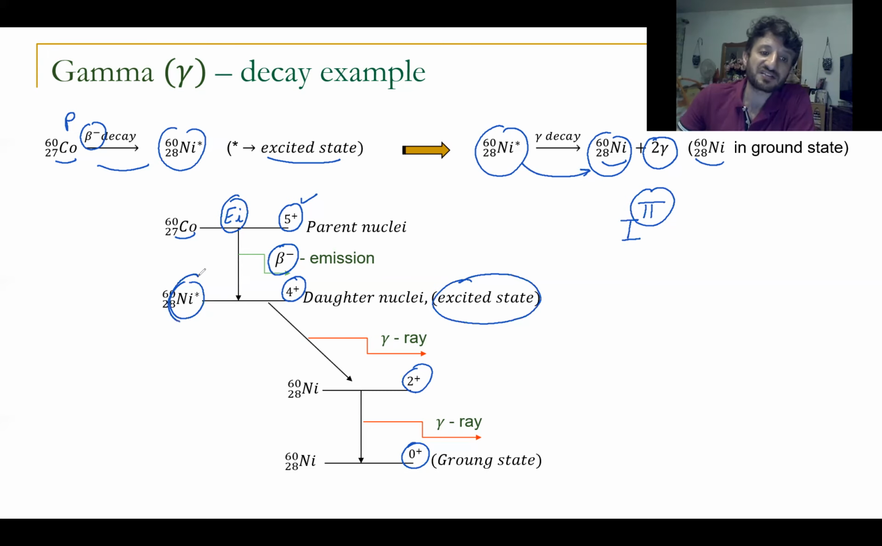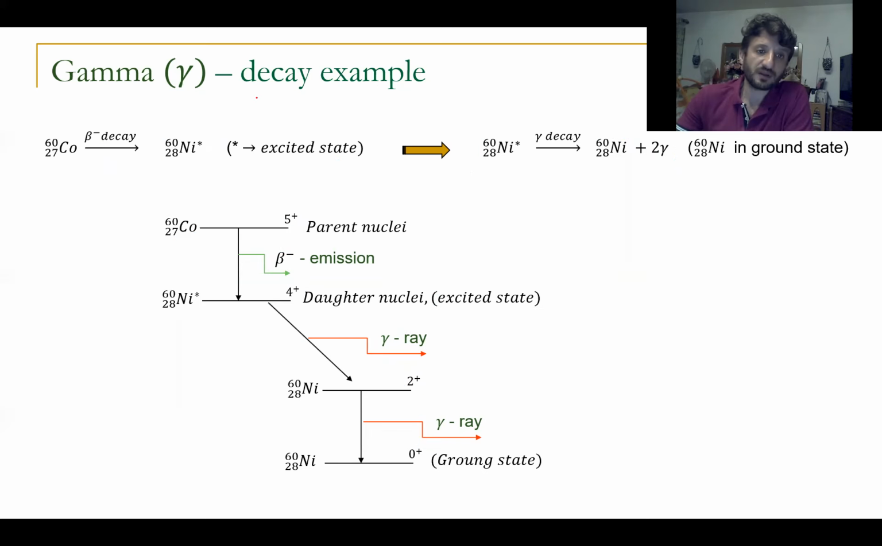A beta minus particle, one electron, will be emitted during this transition. Now, Ni star is in the excited state and will decay to the ground state by two transitions. First of all, we have the transition to this level with a gamma ray, and here we have another transition to the ground state by another gamma ray. We have two gamma rays to bring Ni star to Ni.